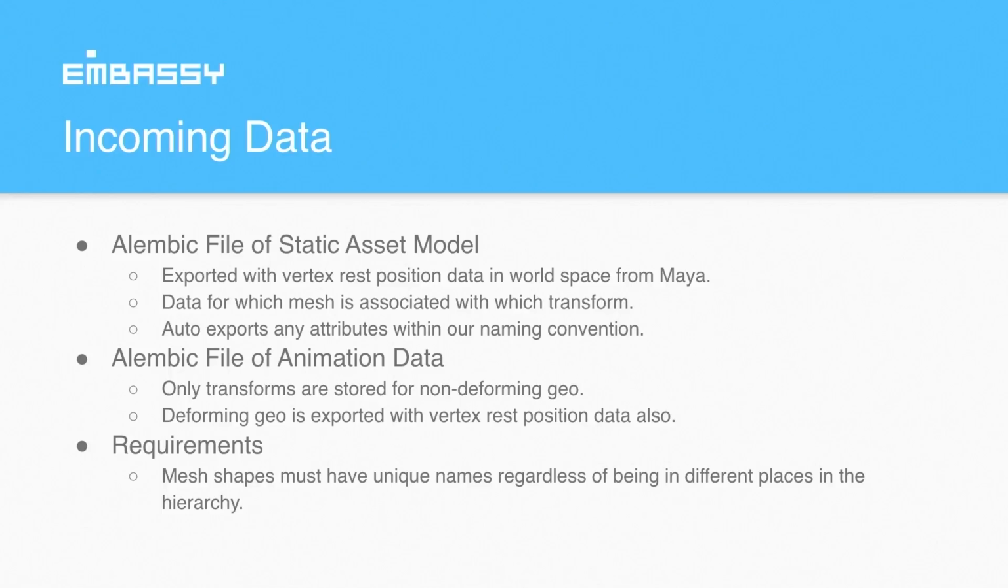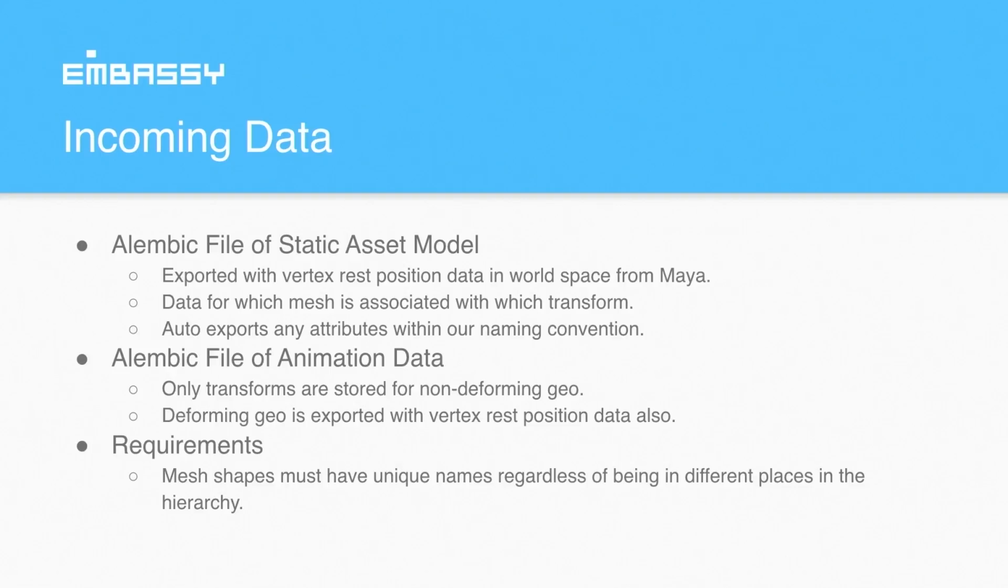So look development. First we start with the incoming data. We have an Alembic file of the static asset model that comes from Maya. It's exported from Maya with the vertex rest position data in world space. That avoids us having to unpack the geometry and add the rest positions, which further helps with the delayed loading of all the geometry. Data for which mesh is associated with which transform, so they all get placed in the right space. And we have auto exports of any attributes within our naming convention, so we just have a prefix that my artist can add on there, and we get all that data as it comes in.